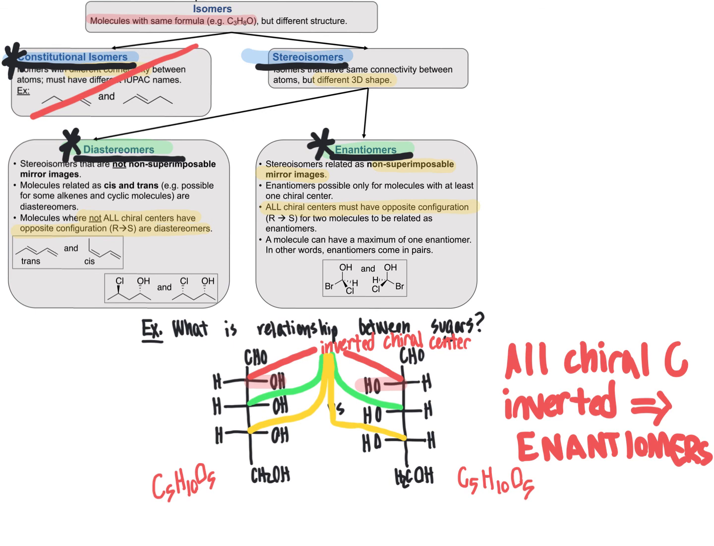So the 3 key terms here that we will use to describe the relationship between 2 molecules that have the same formula is constitutional isomer, diastereomer, or enantiomer when we're referring to the relationships between different sugar molecules that have the same molecular formula. In the next video, we are going to dig into some additional problem solving to apply this terminology toward identifying the relationship between additional sugar molecules.